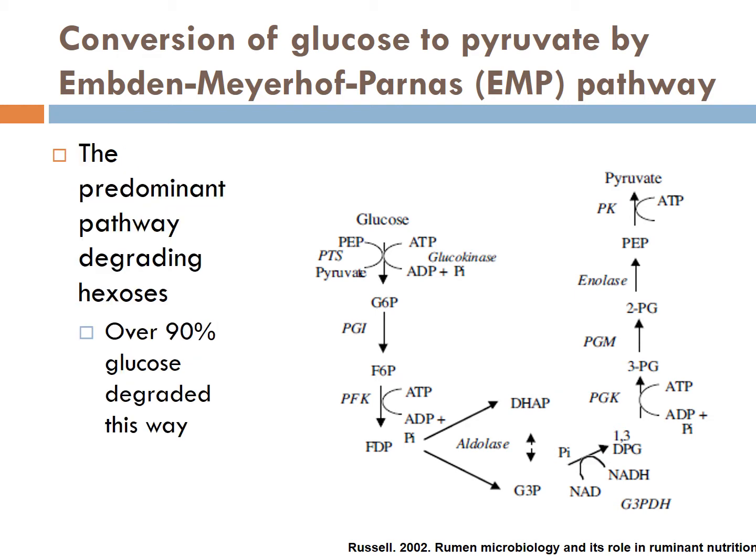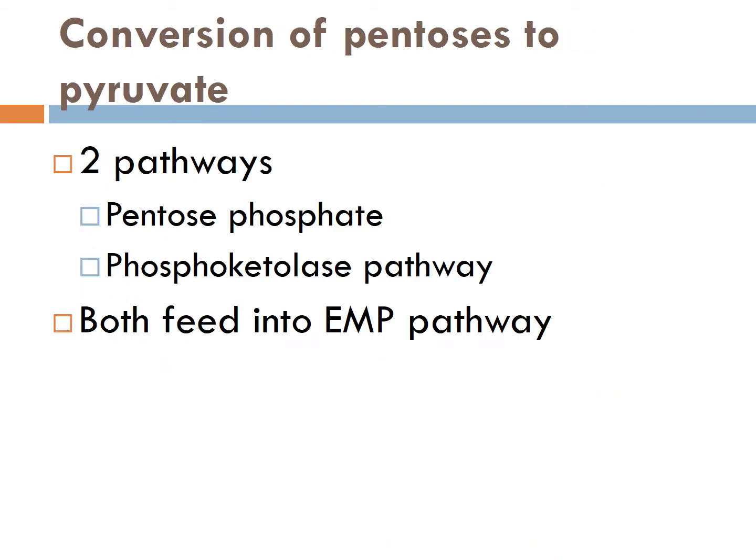The EMP pathway is the predominant pathway for degrading hexoses. Over 90% of glucose is degraded this way. To this point, we've talked about fermentation of glucose. Pentoses are released from hemicellulose, and they're fermented as well. To ferment these, they're first converted to pyruvate, using 2 pathways, either the pentose phosphate or the phosphoketolase pathway. Both of these pathways share the feature that they feed into the EMP pathway.